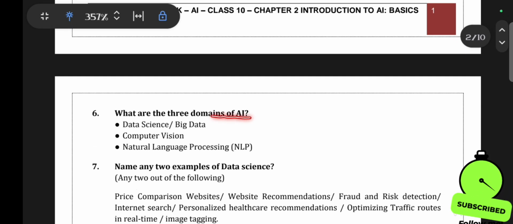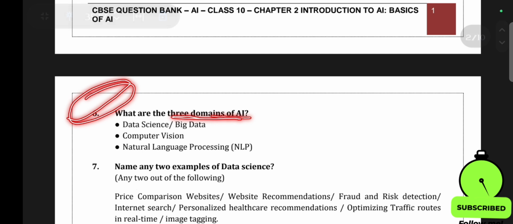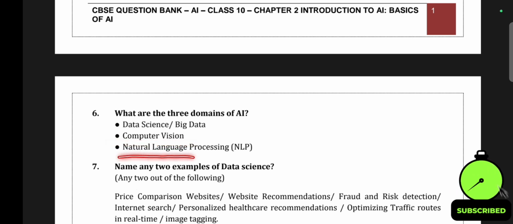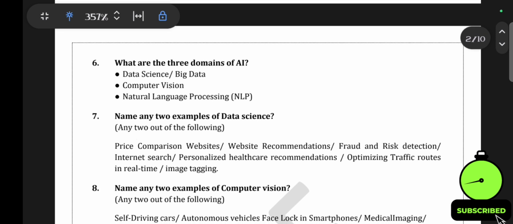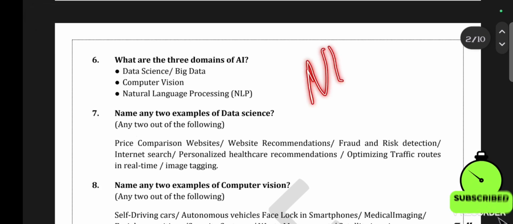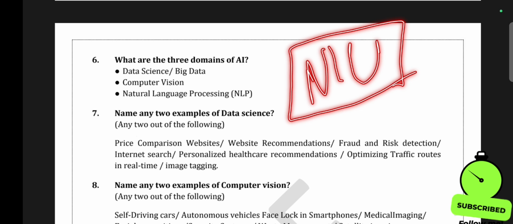What are the 3 domains of AI? The 3 domains are this: data science, computer vision, and NLP, natural language processing. What is NLU? Write down in comment.